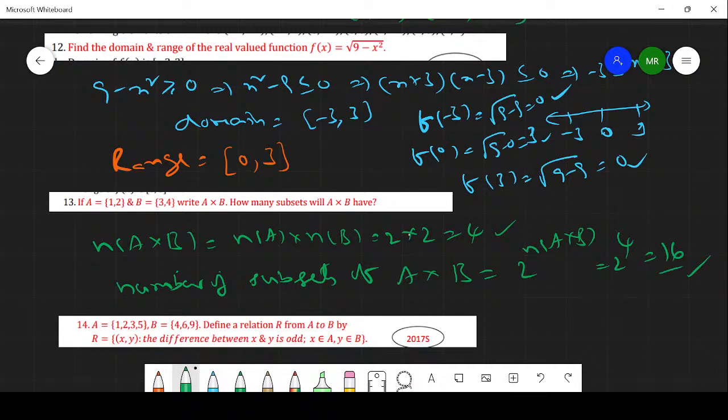For 2 marks they will give finding elements of A cross B 1 mark and finding number of subsets of A cross B 16. Even if they ask number of relations from A to B, same. Number of relations A to B also same. This is subsets of A cross B. Number of subsets of A cross B. This one too. You get 16.